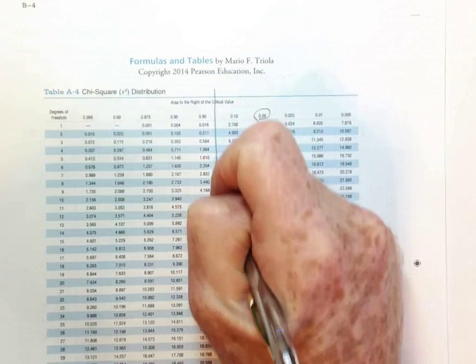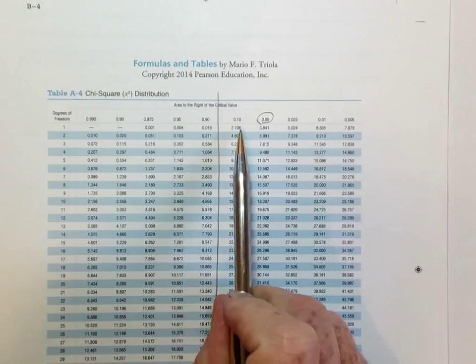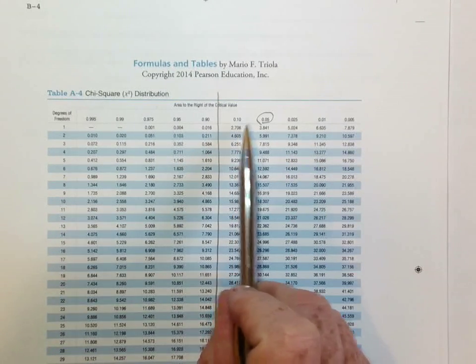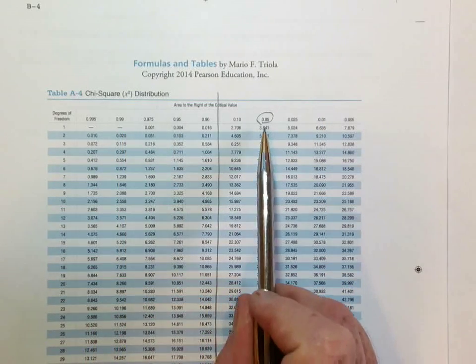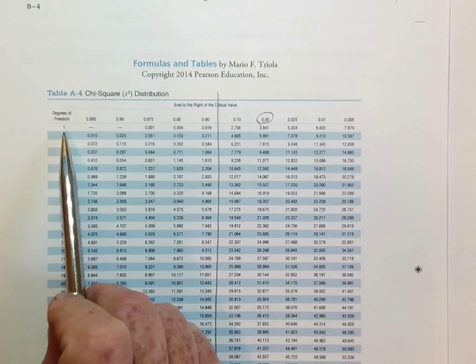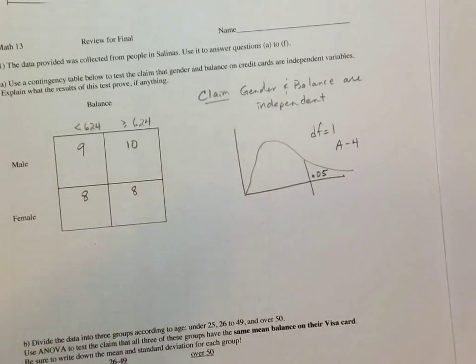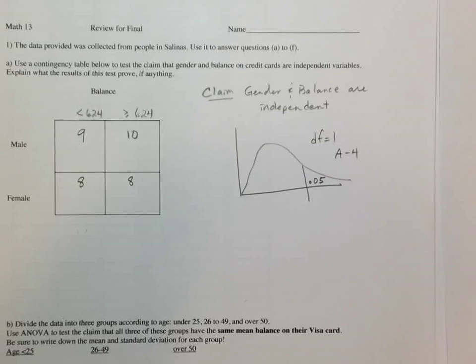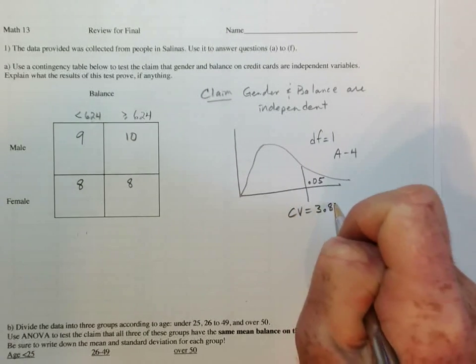In case you don't remember, this table is split down the middle. These are the right tail test critical values, and this would be left tail. So this is right tail with 0.05. It said degrees of freedom is 1. So that means this is the critical value, which says 3.841. So the critical value is 3.841.